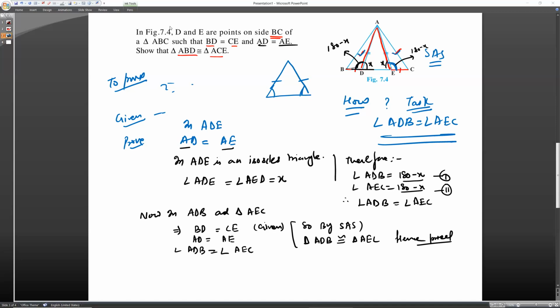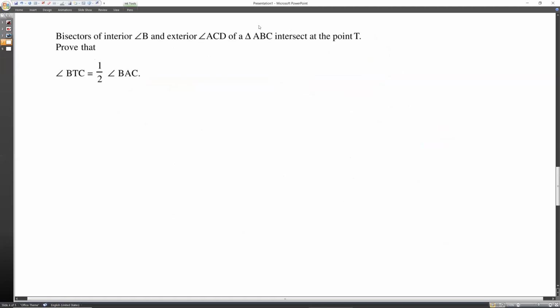So here we have the next question on your screen. What is being given in the question? The bisector of interior angle B and exterior angle ACD of triangle ABC intersect at point T. What is it we're saying? The bisector of angle B and exterior angle ACD of triangle ABC. So first we need to draw the triangle ABC.